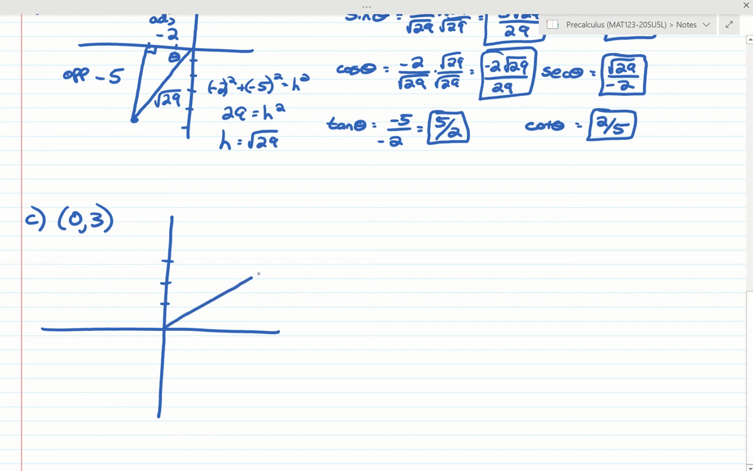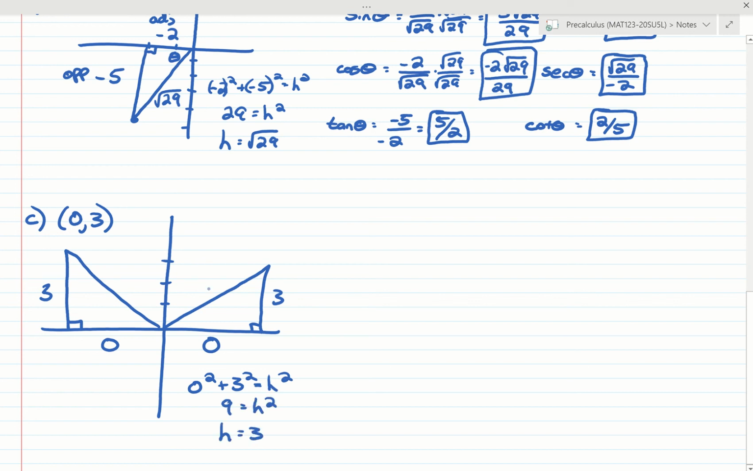I'm going to draw a triangle here, or over here. The y value of this triangle is 3. The x length is 0. So I know this doesn't make sense because you can't have a 0 length. But this is what we need to do in order to do this problem. If you find the hypotenuse, it would be 0 squared plus 3 squared is equal to your hypotenuse squared. So 9 is your hypotenuse squared, or your hypotenuse is 3.